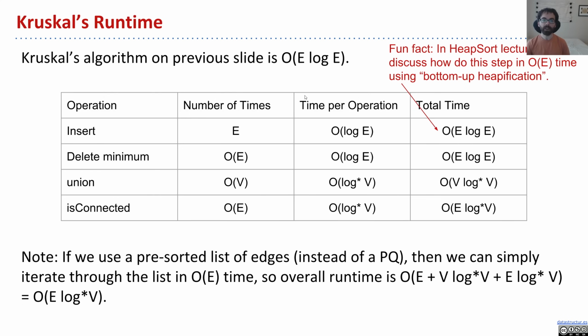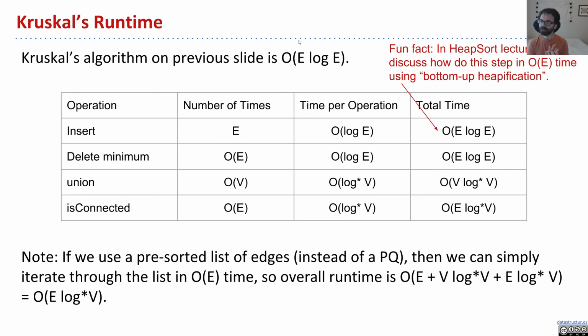And so overall, the cumulative runtime for each type of operation is, respectively, E log E, E log E, V log star V, and E log star V, because each of these is just the product of the number of times and the time per operation. Now, one tiny fact: you can actually optimize this top step to take only big O of E time. In the heap sort lecture, we discussed this, but not here. But as the code is written, it's going to be E log E. Now, that means the overall runtime of Kruskal's algorithm is just going to be the sum of all of these. So we add these all up, E log E dominates, and so the overall runtime is E log E.